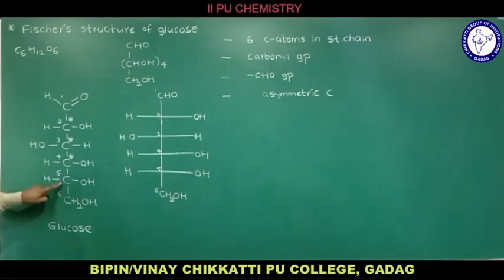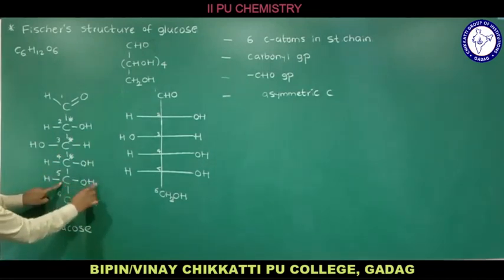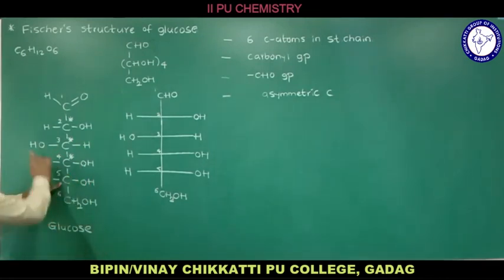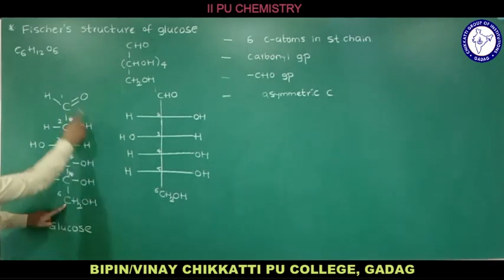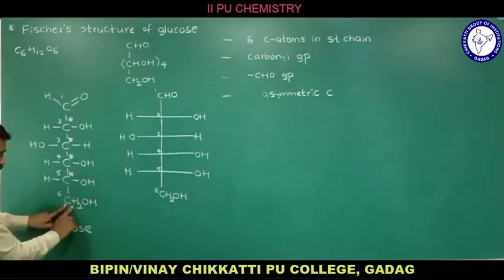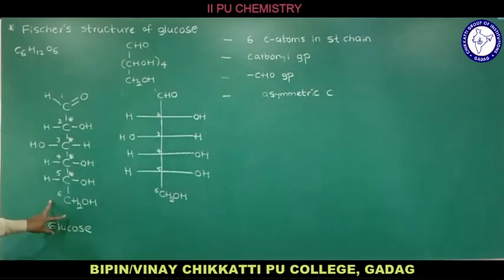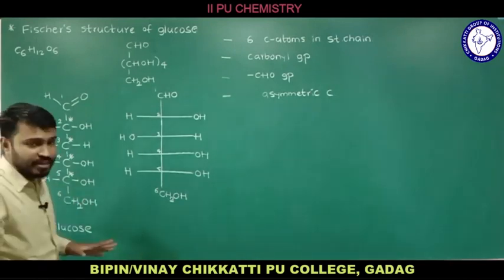What about carbon number 5? H we have, OH we have, below we have CH2OH, and above we have this group. All are completely different. That is also an asymmetric carbon. What about carbon number 6? We have this group, we have OH, and CH2, I can write H here, H here. So I have 2 identical groups. Therefore carbon number 6 is not an asymmetric carbon.